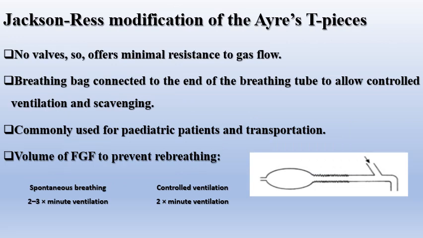Jackson-Rees modification of Ayre's T-piece. This is the circuit, tubing, bag, no valve but an opening here, connected to fresh gas flow from here and connected to the patient from here. No valves, so it offers minimal resistance to gas flow. A breathing bag is connected to the end of the breathing tube to allow controlled ventilation and scavenging.